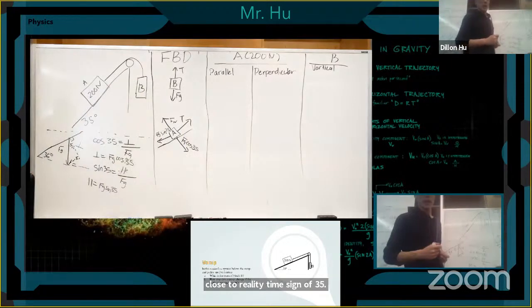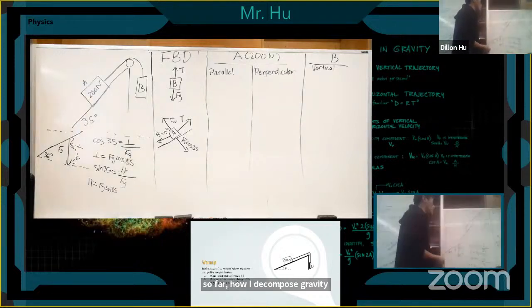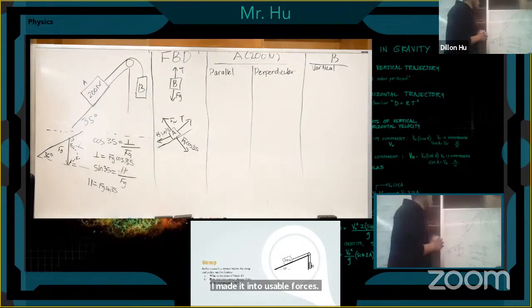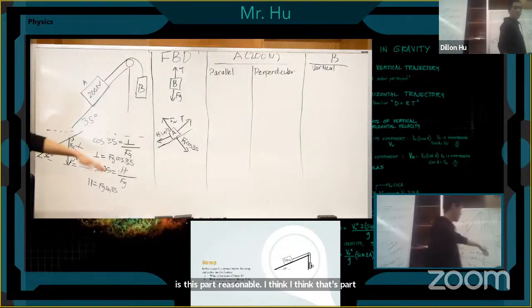All right. Does anyone have any questions on the free body diagram so far? How I decomposed gravity, how I made it into usable forces? Is this part reasonable? I think this part is reasonable, I think.